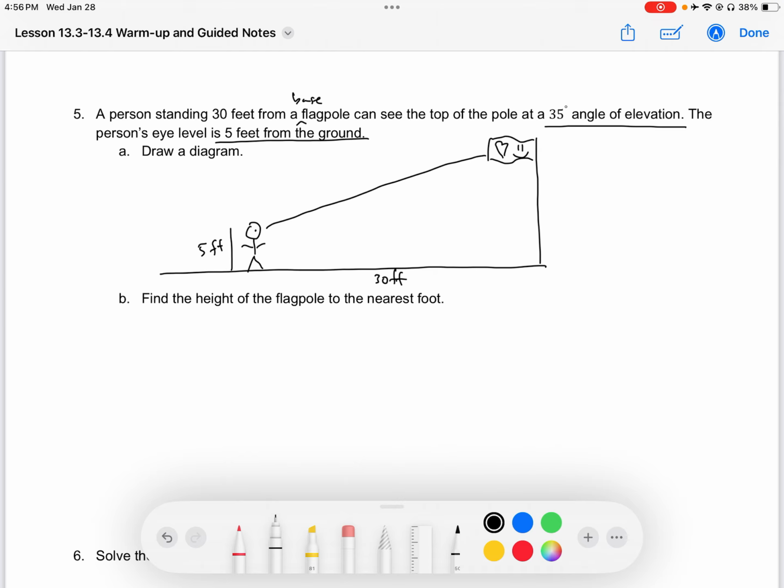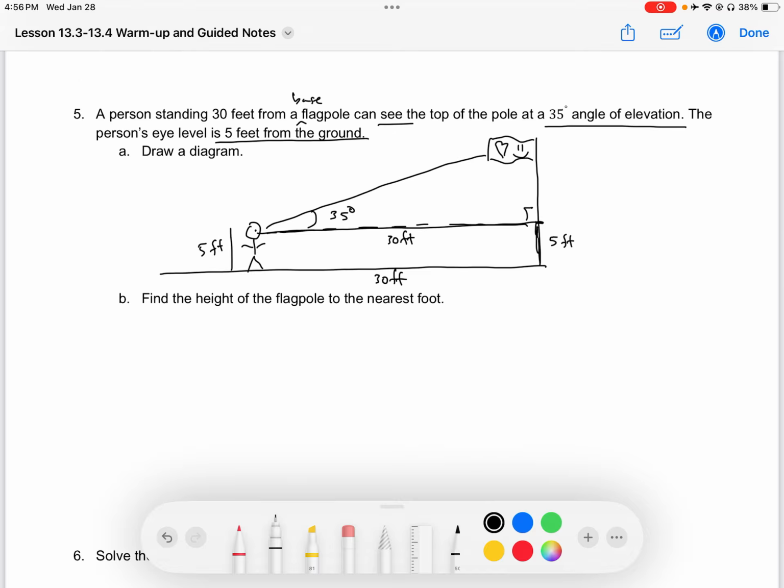Now, they can see the top of the pole at a 35-degree angle of elevation. So we're going from their eyes. So let's draw the horizontal from their eyes and measure up 35 degrees. That is now our diagram. Now you notice that we have a triangle, but the triangle is also 5 feet right above the ground. But we still know that this base here is 30 feet.